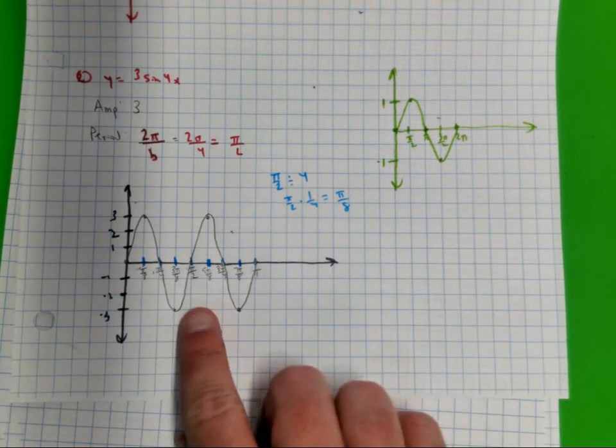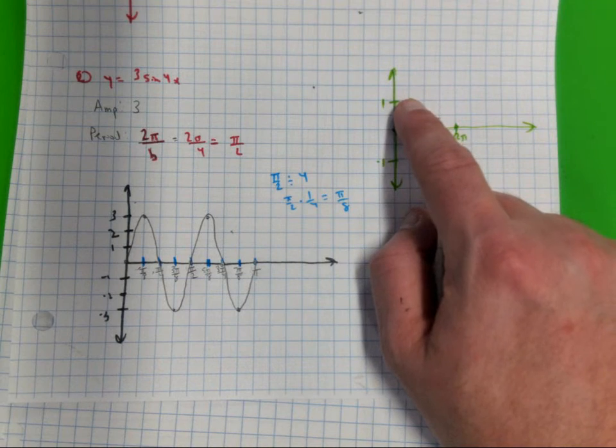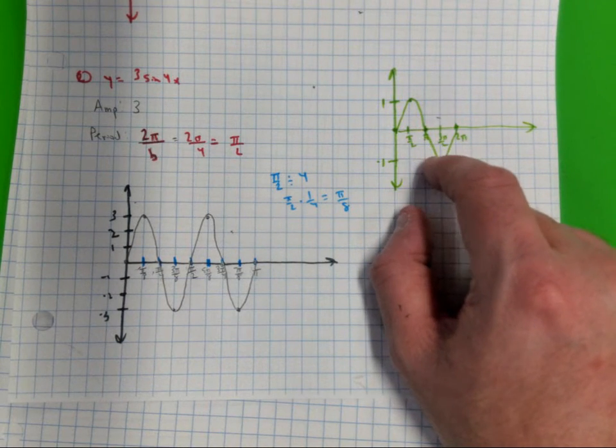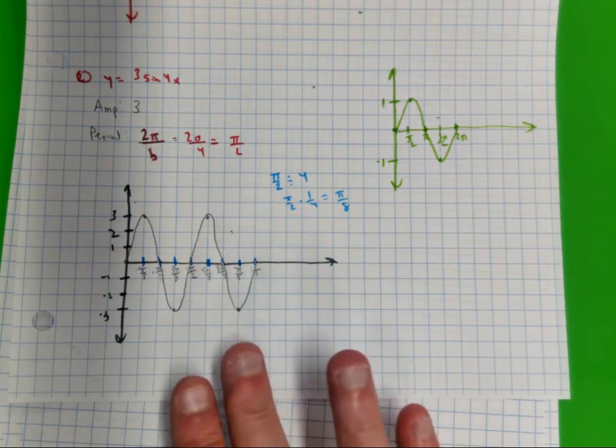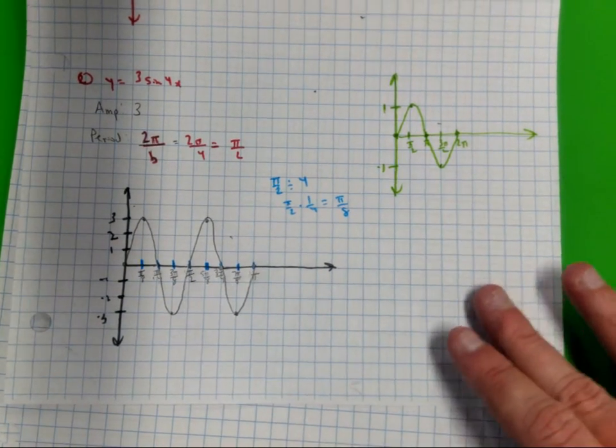Okay. How do I know to draw it like this? You look at your parent graph. It starts here, goes up to the amplitude, to the x-axis, down to the amplitude, back, and I just follow that pattern. We're going to continue this some more tomorrow in class. This is just an intro.